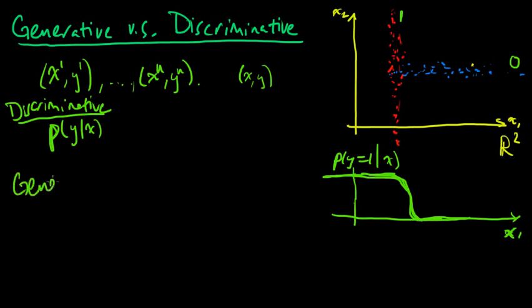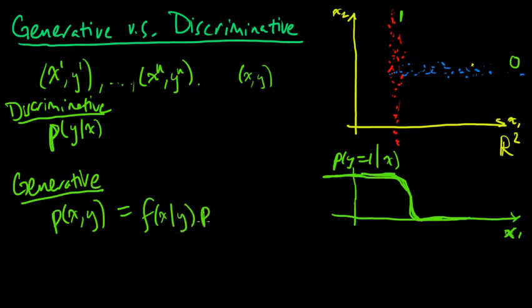Now, a generative model, on the other hand, would model both. It would model the joint distribution of x and y. So we could factor this as the density f of x given y times the probability of y. And these densities, for example here, we might have a density for the 0 class that looks something like a Gaussian, something like this. And maybe a density for this class that concentrates in this region.